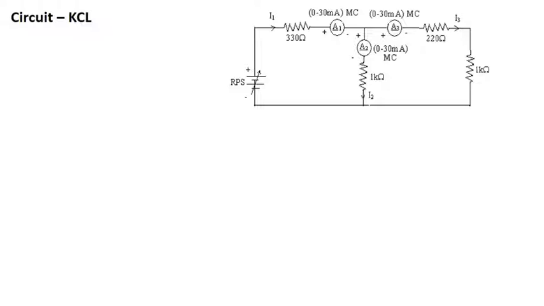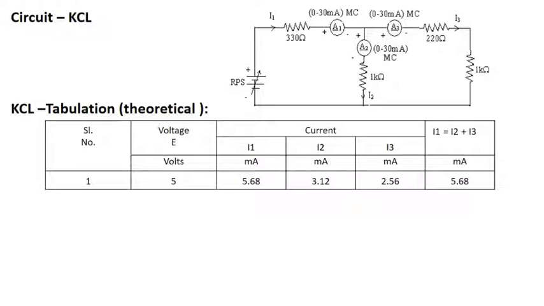This is your junction. So incoming current is equal to sum of outgoing current. I1 is equal to I2 plus I3. So if you try to find out theoretically, by setting a value of 5 volt in RPS, you need to calculate your I1, I2 by using mesh analysis or by using any calculation values or formulas. You need to calculate all these things.